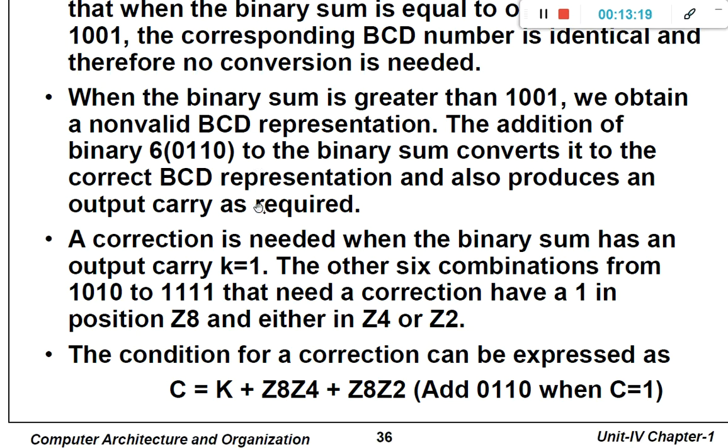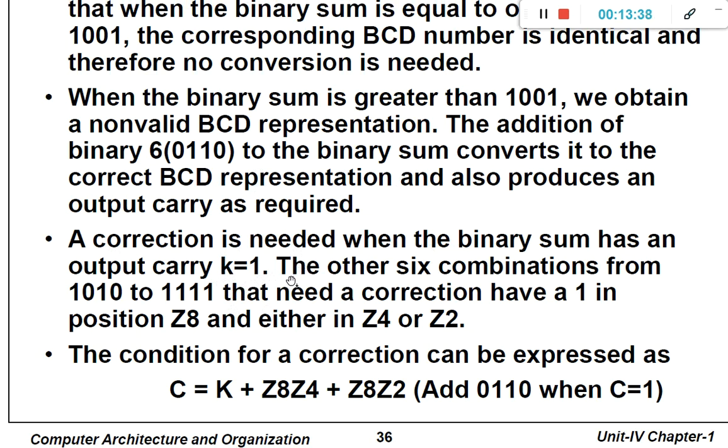Okay, next, how to find out the C value, how to find out the output carry value. So a correction is needed when the binary sum has an output carry K equal to 1. So how to recognize when to perform the correction?